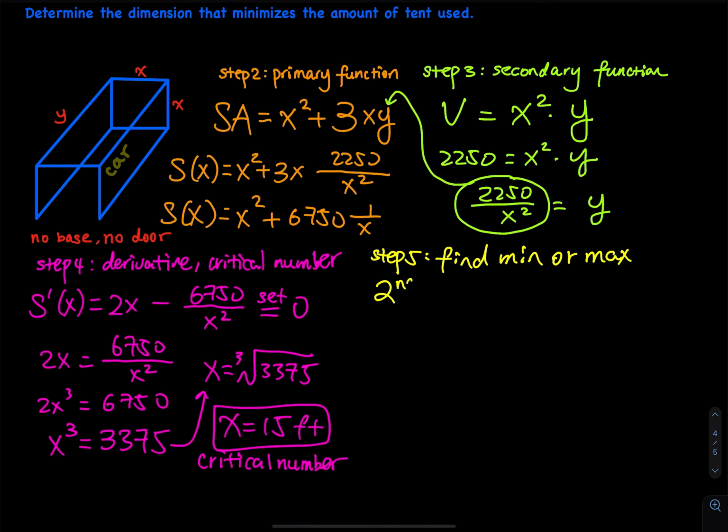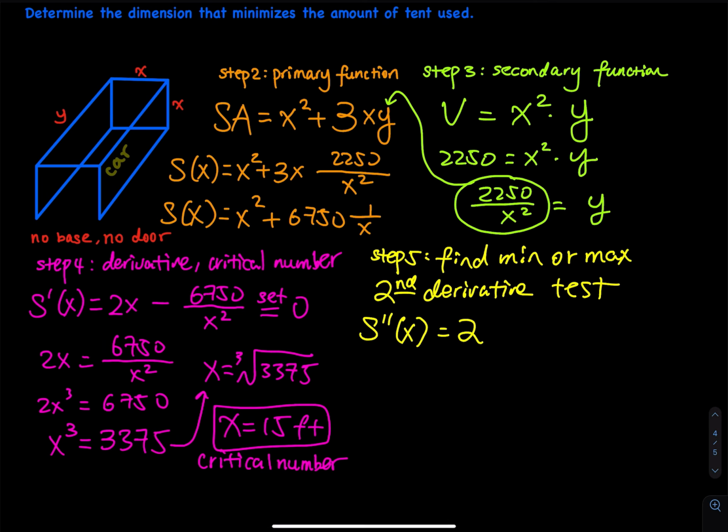So let's take the derivative one more time. We have s prime over here. Let's take that one more time. So we have s double prime of x. That is equal to 2, right? And then this time you bring the negative 2 down. Then you have a positive 6750 times 2. That is equal to 13,500, and then negative 2 minus 1 is negative 3. So you have x to the third power.